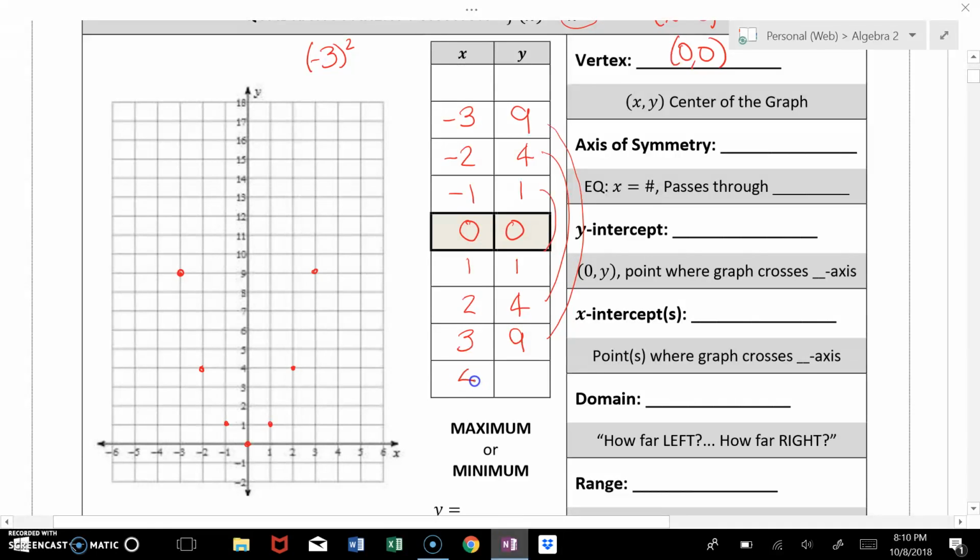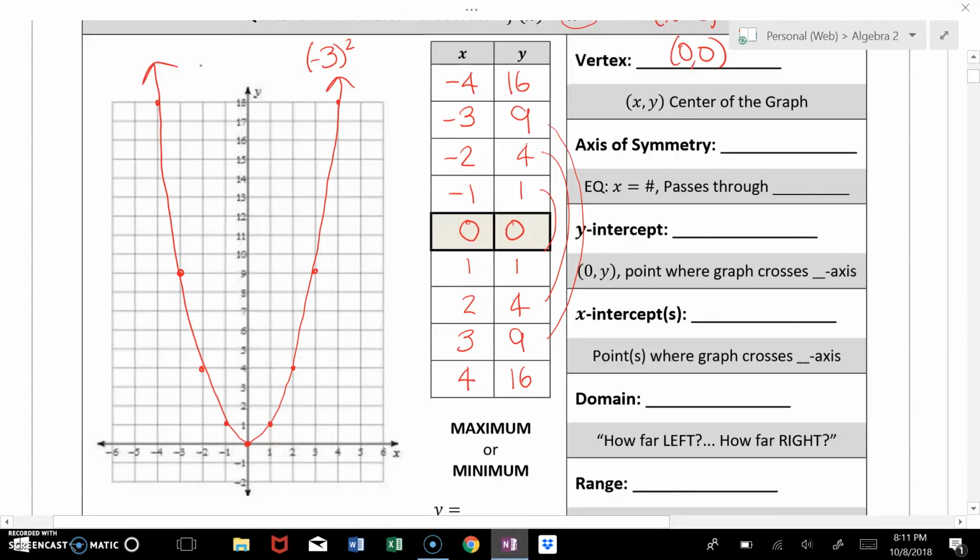Now we can also do the points positive 4 and negative 4. When we square 4, we get 16. When we square negative 4, we also get 16. And we can plot those values also. And then we have this nice parabolic shape, or U shape. So, looking at this shape, we have what's called an axis of symmetry, where the graph reflects across.